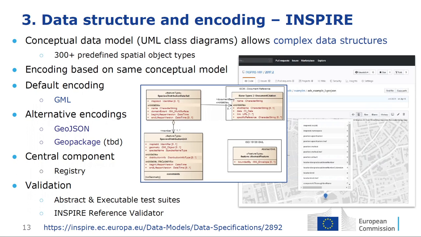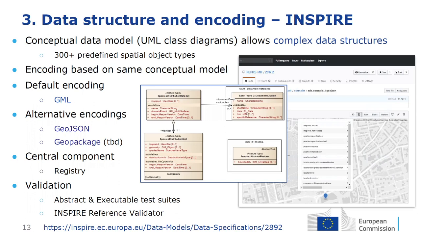And then from this UML, we can derive different encodings. We have the default encoding, which is GML in the case of INSPIRE, understandable because the directive entered into force 12 years ago. But there are also newer, alternative encodings for INSPIRE data, GeoJSON being one that was recently developed, and there is some work already ongoing about GeoPackage. We can start from the same conceptual model and derive different encodings depending on our preferences, our particular use cases, and the requirements of our stakeholders.